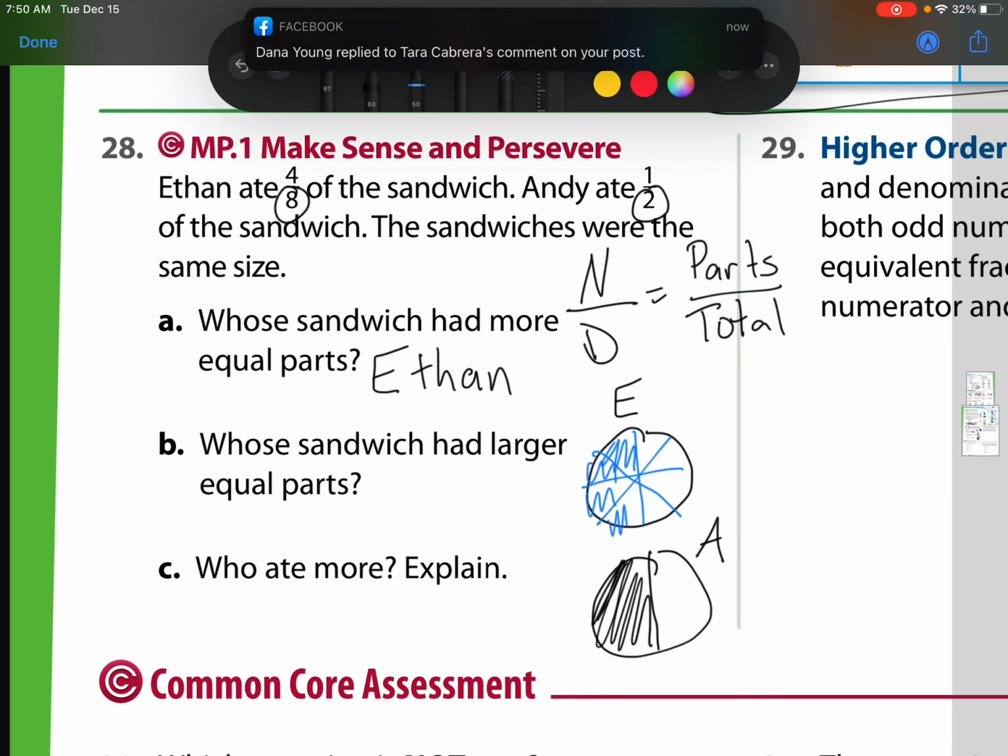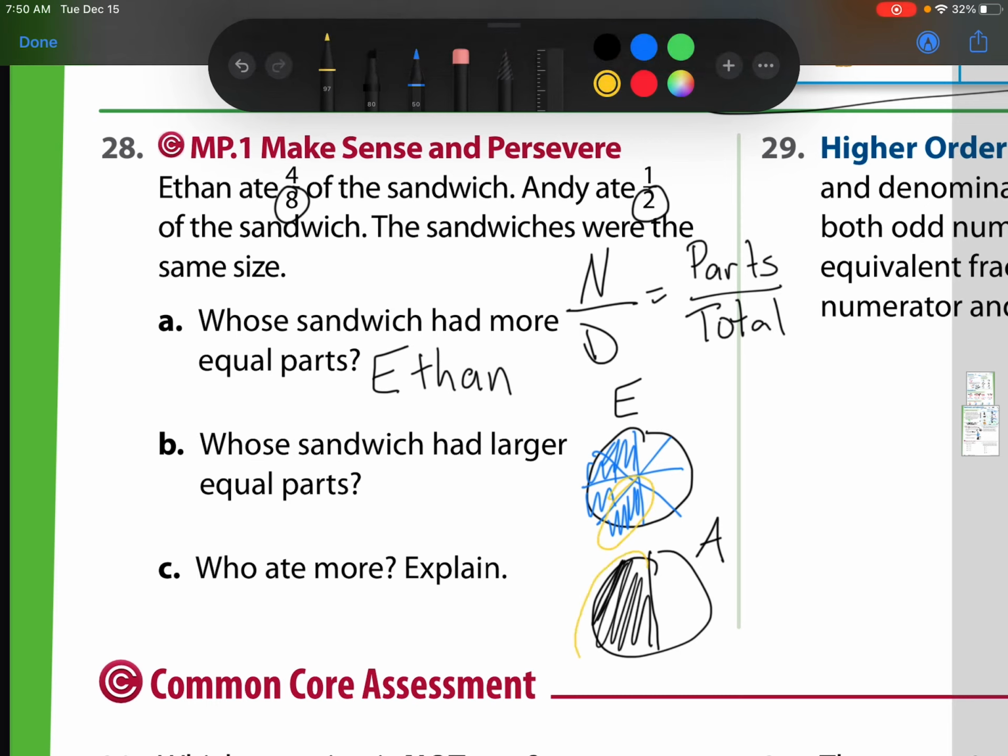So looking at this, you should notice that this part right here is much smaller than this part. So Andy had the larger equal parts. Who ate more? Well, notice that picture he drew, they both ate the same. So neither one ate more. And then to explain, we're going to use math. 4/8 equals 1/2.